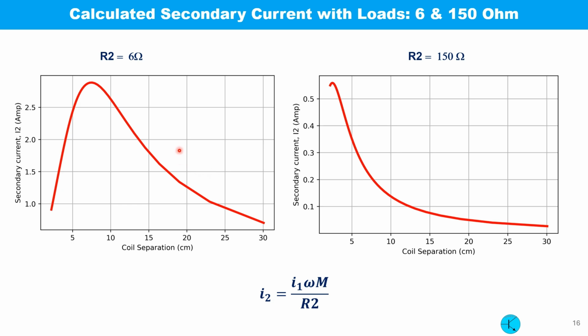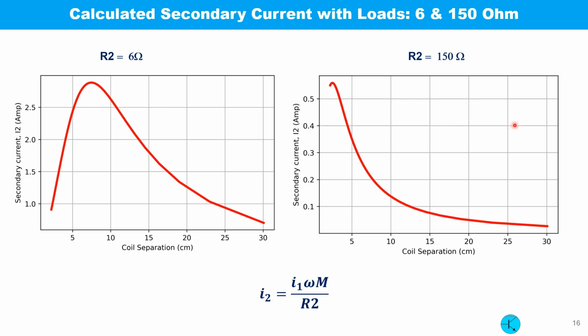Now we are able to calculate the input, output current, power and efficiency. Calculated plot of the output current, or the secondary current, is shown. For a load of 6 ohm, we can see there is a peak at coil separation around 7 centimeter. Then the closer it gets, the current starts to fall. For the 3 ohm load, the result is similar.